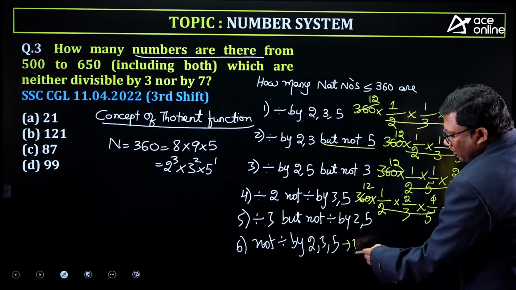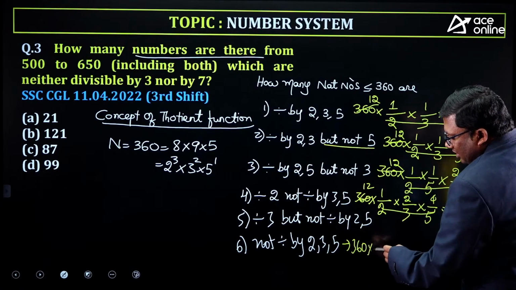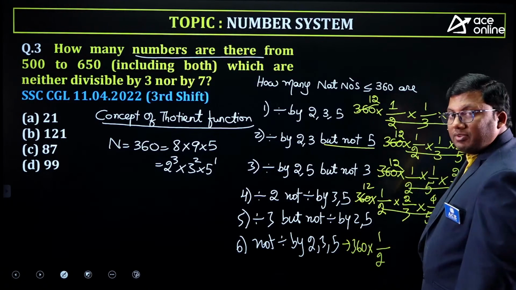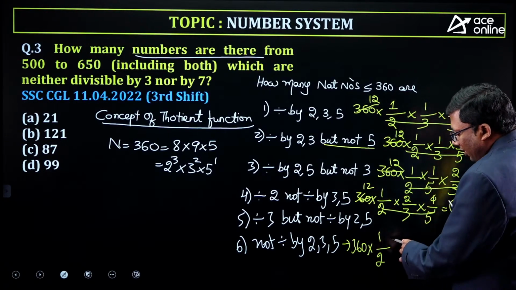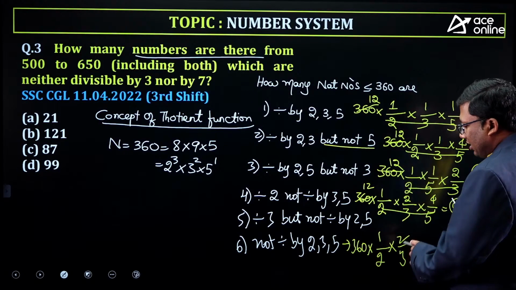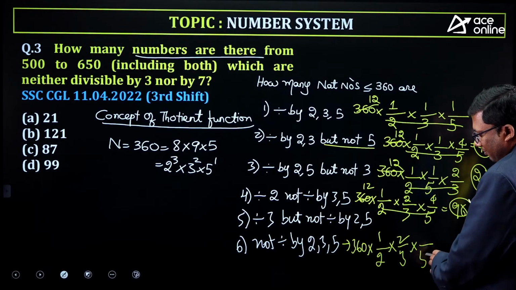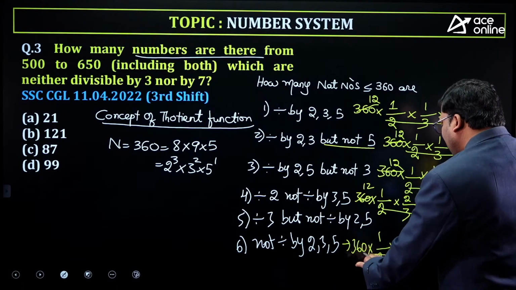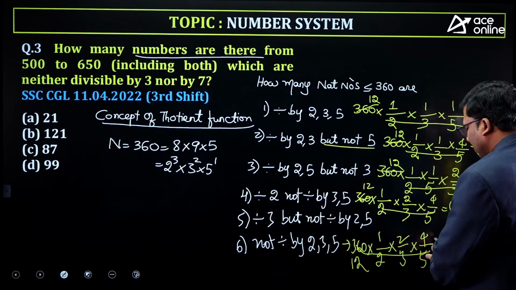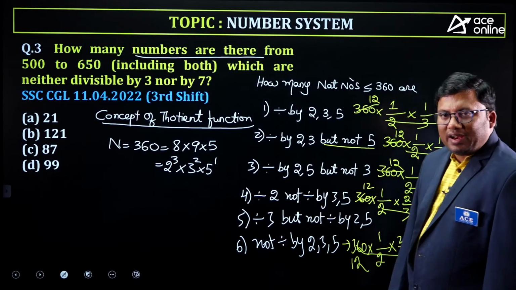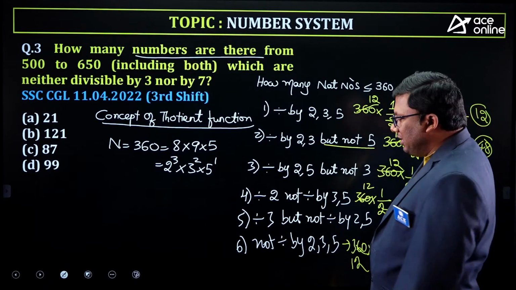Not divisible by 2, 3, 5. For every 360 numbers, for every 2 numbers, 1 number is divisible. How many are not divisible? 1. For every 3 numbers, 1 number is divisible. How many are not divisible? 2. For every 5 numbers, 1 number is divisible. How many are not divisible? 4. 6 5s are 30, 30 12s are 360, 12 8s are 96. Fifth one, tell me the answer.